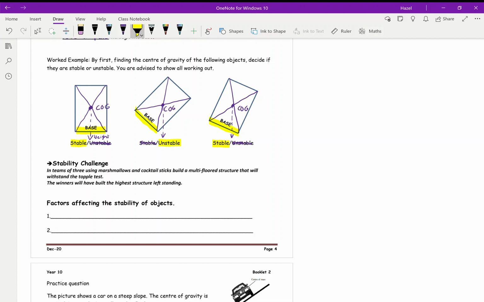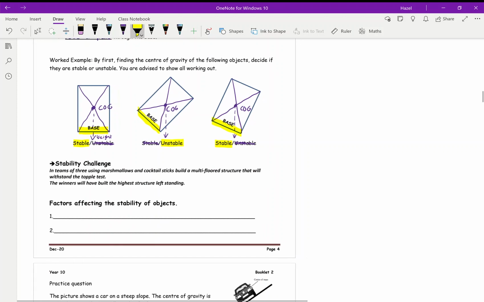Now, some of you had the opportunity in class to carry out this stability challenge, where you basically take some cocktail sticks and marshmallows and try and make a structure that won't fall over whenever you shake the table. And what you will find is that if you have a stable object, then it will have a low centre of gravity, and also a wide base.